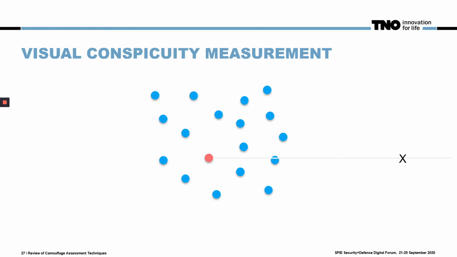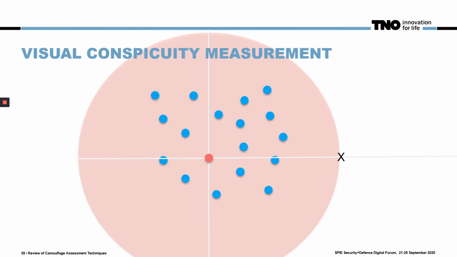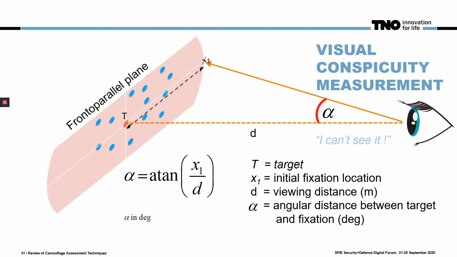The observer then successively fixates locations in the scene that are progressively closer to the target position, until he can perceive the target in his peripheral field of view. The angular distance between the fixation location at which the target is first noted is then recorded. This slide shows a schematic representation of the conspicuity distance concept and its associated measurement procedure.